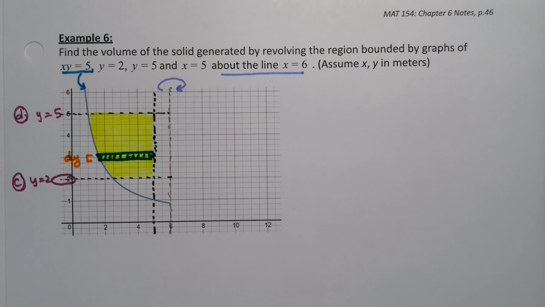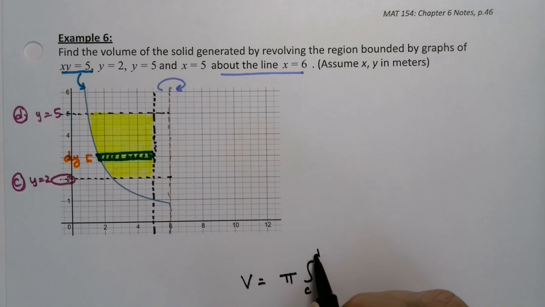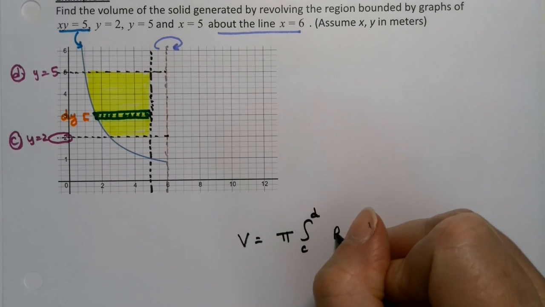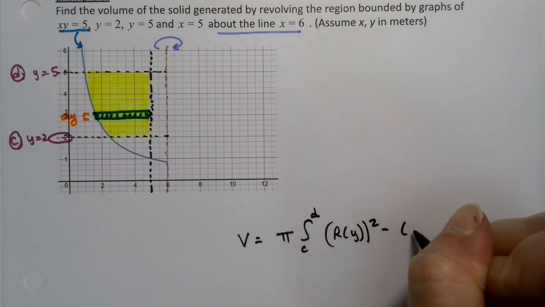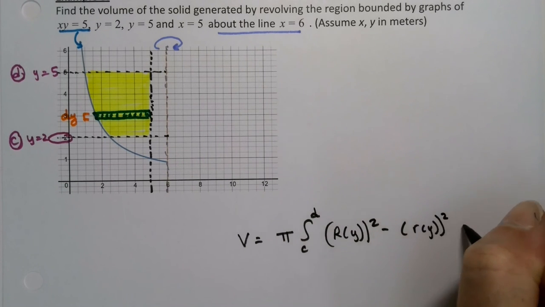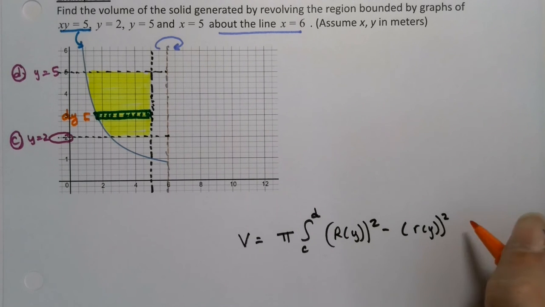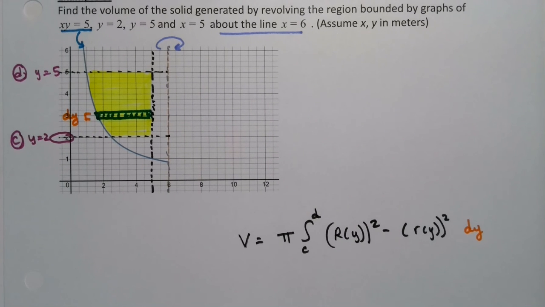Now, the hard part, and it is quite tricky. We need to be able to find the radii. So let me give myself some space here, but I know that the volume is going to be pi times the integral from c to d of big R of y squared minus little r of y squared, dy. And I know it's dy. That's set in stone once I know it's the washer method and I know that I'm doing a vertical axis of rotation. Now, the hard part is going to be figuring out how to find these radii.